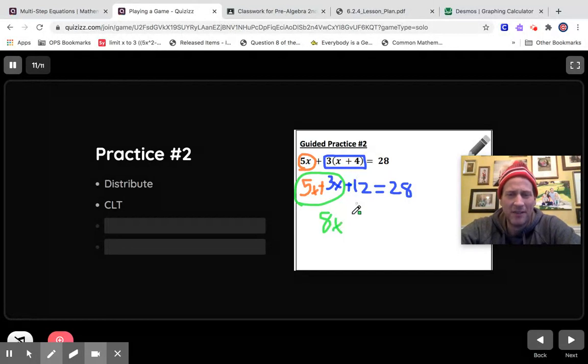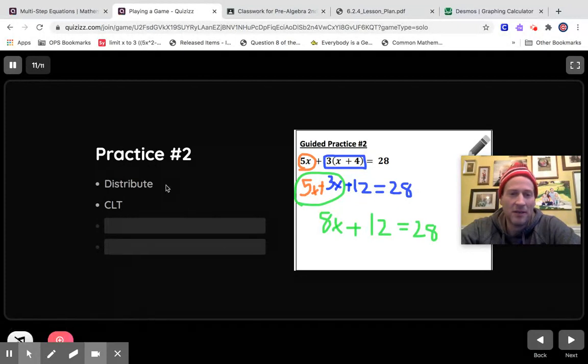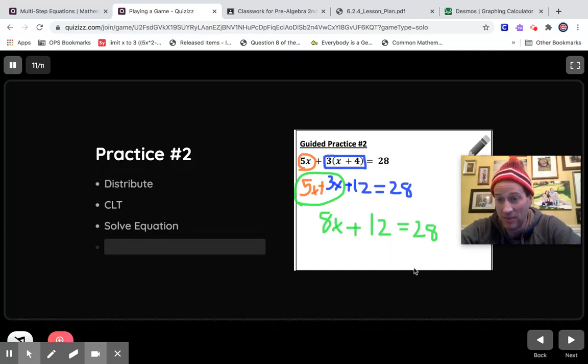This 12 does not combine with anything, so it's just left there. And it still all equals 28. Okay, now I've finished that. I don't think I have any more terms to combine. I'm done with my distributive property. I'm now going to go on to my next step and solve this two-step equation.